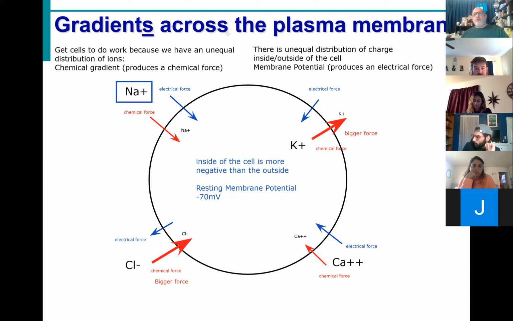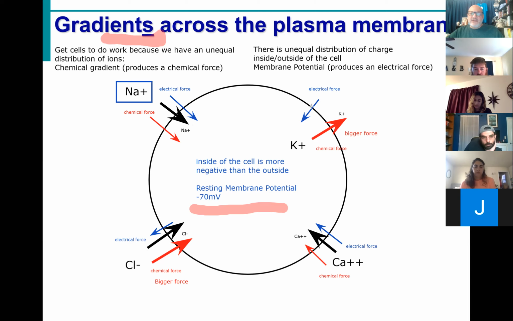Okay. The take-home message of all of this is just gradients, plural. We can't forget about that electrical force when we're talking about this. But in a resting cell at its normal starting point of negative 70 millivolts, these two forces determine how all of our ions move. If you open a sodium channel, sodium's going to come into the cell. If you open a calcium channel, calcium's going to come into the cell. If you open a chloride channel, chloride's going to come into the cell. And if you open a potassium channel, potassium's going to leave.